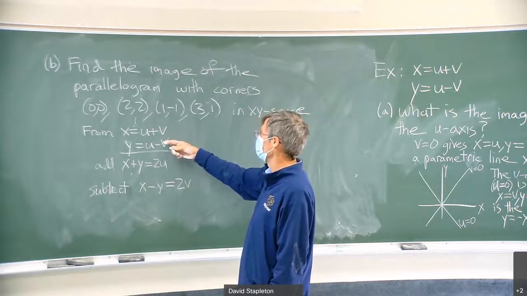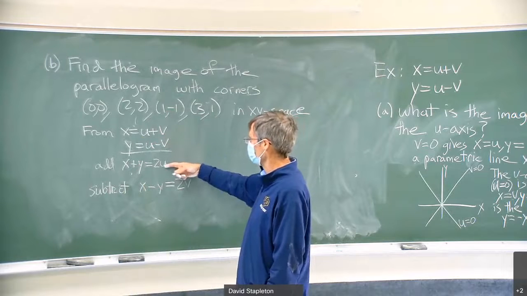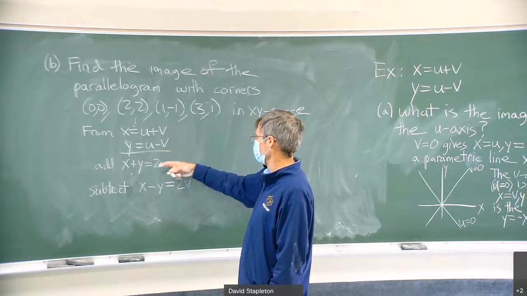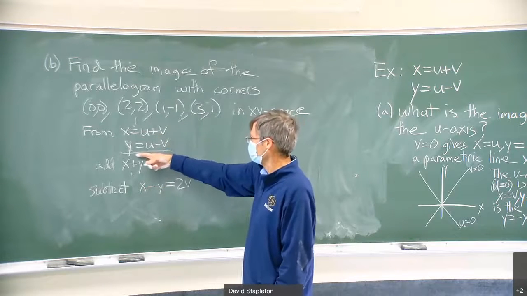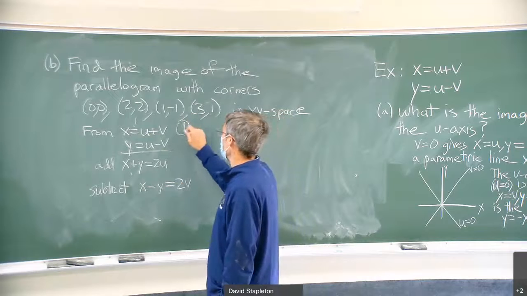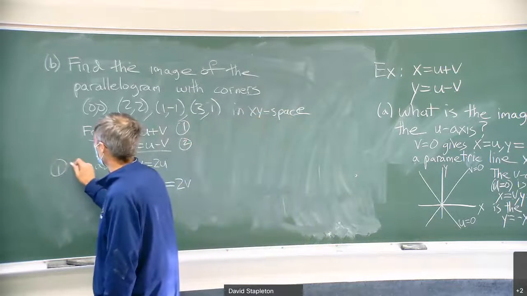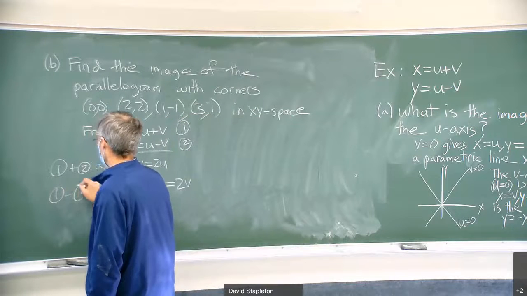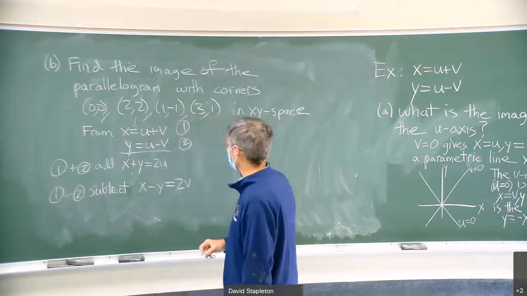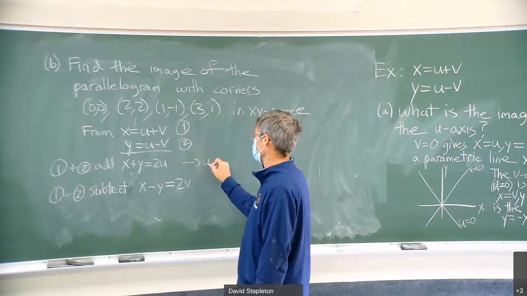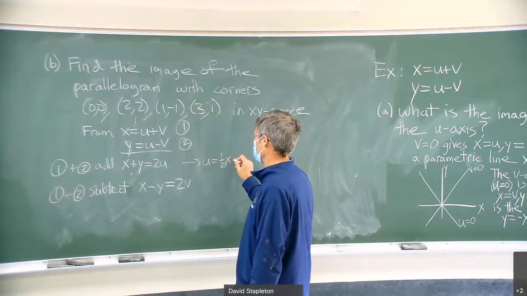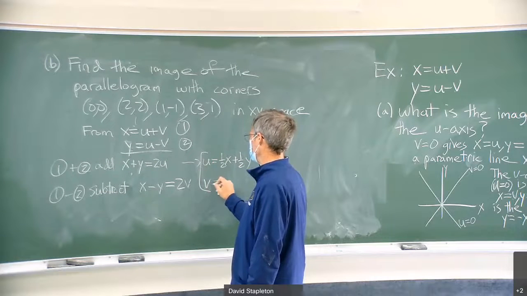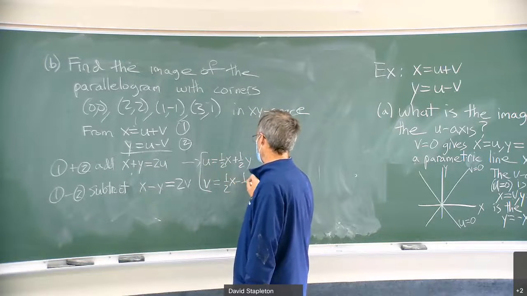I'm solving for U and V. You add a multiple of one equation to another to eliminate one variable. If you call these 1 and 2, this is equation 1 plus equation 2. I just picked that to eliminate V. And I can take equation 1 minus equation 2, subtracting to eliminate U. And then this one tells me that U equals 1/2 X plus 1/2 Y. And this one tells me that V equals 1/2 X minus 1/2 Y.